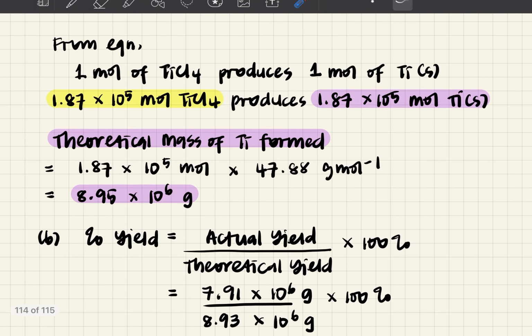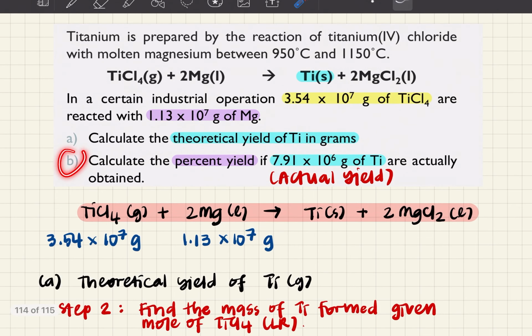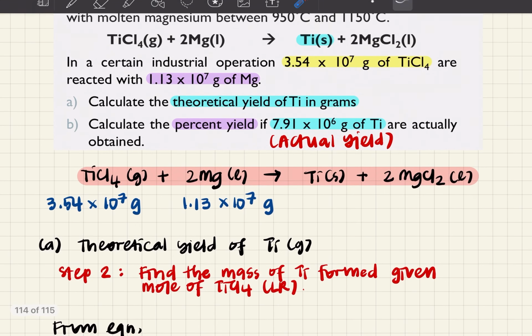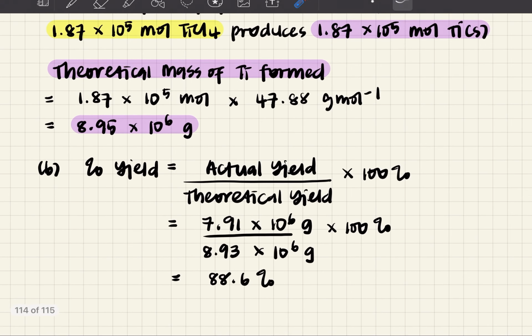Okay, so since dalam soalan ni for B pula, dia kata calculate the percentage yield if 7.91 times 10 to the power 6 grams of titanium are actually obtained. So maksudnya itu adalah your actual yield. So senang je, just use the formula tadi, actual over theoretical. Okay, times 100. Okay, masukkan je. And you will find your percentage yield. Okay. Alright, so ini saya tersalah. Ini tak ada percentage kat sini. Tapi kat awak punya final answer, you will have percent.